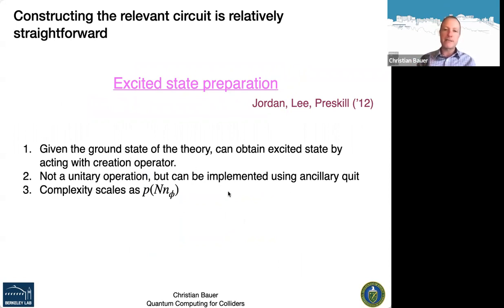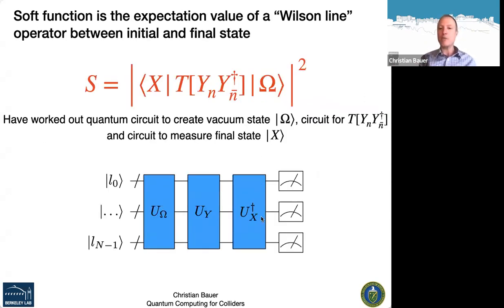So one has to be a little bit careful in how to do this, but this was essentially worked out in the seminal paper by Jordan, Lee, and Preskill. You have to make the operation unitary, and you can do that by adding an extra qubit and essentially coupling to that such that the embedded excitation, or the embedded creation operator, then becomes unitary. And again, the complexity scales polynomially in the number of lattice sites. So that means we have all the ingredients we need, and it is indeed polynomial in the number of lattice points that I have.